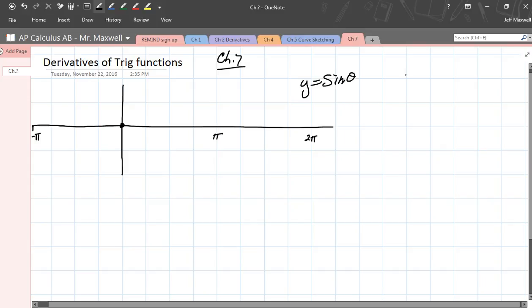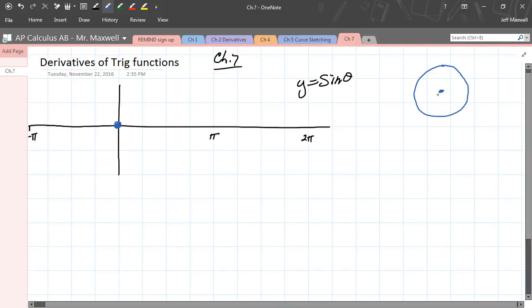All right? And we know, or you should remember, that sine of 0 is 0. Okay? Now, how are we going to know these values? Do you remember this little thing that we studied called the unit circle? You guys remember that? From pre-cal 30?